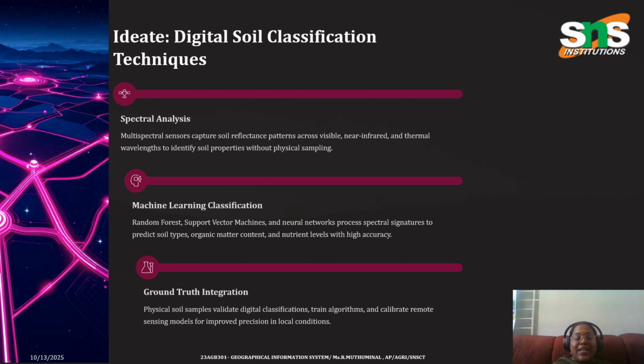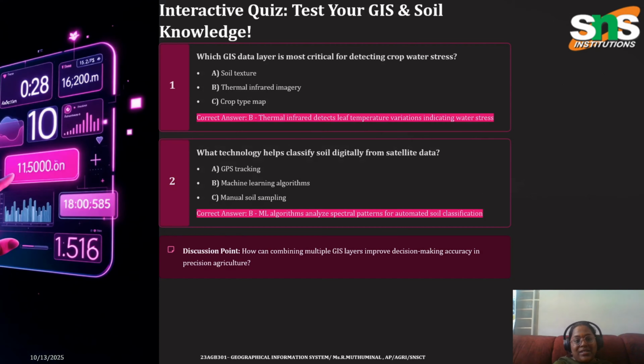After which we can do the ground truth integration, where the physical soil samples will be validated with the help of digital classification, and then we can use that data to train the algorithm and calibrate remote sensing models for improved precision in local conditions.